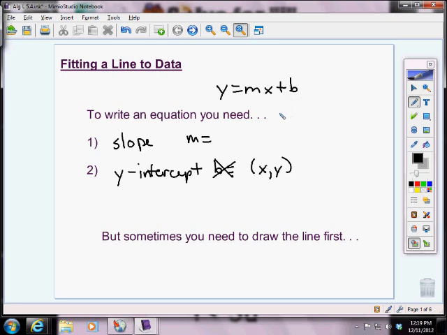And then they took us back a step further, and instead of giving us 1 point, they gave us 2 points. Well, we could use those 2 points in our slope formula to find the slope. And then again, once we have our slope and a point, we can plug it in to solve for b. We're still going to be using all of this, but sometimes we need to draw the line first.